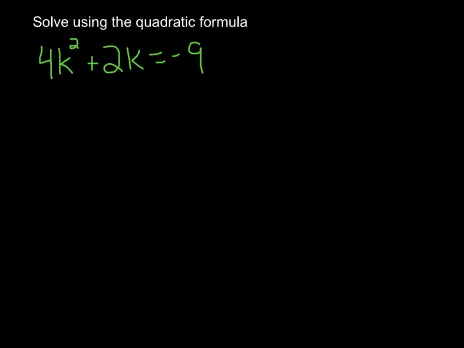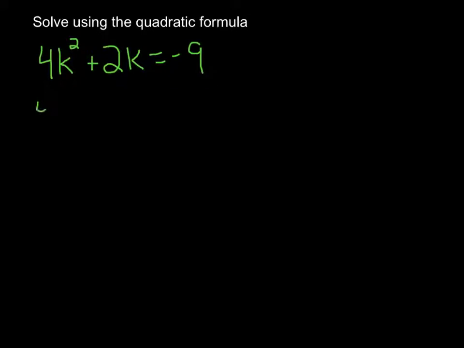Okay, we're going to solve this one using the quadratic formula. And the first thing we need to do in order to solve it using the quadratic formula is to get everything onto one side. In other words, we've got to get this -9 and move it over to the other side. That way we get an accurate C, if you will. So let's do that now. Basically, we're just going to add 9 to both sides.